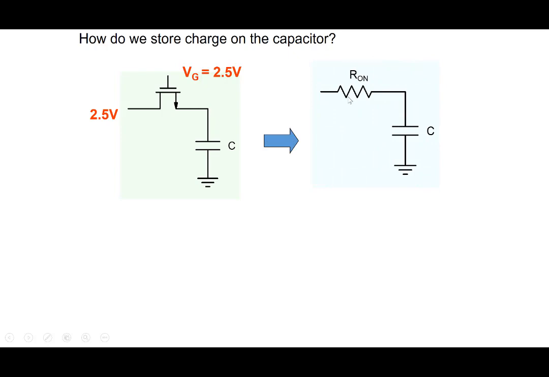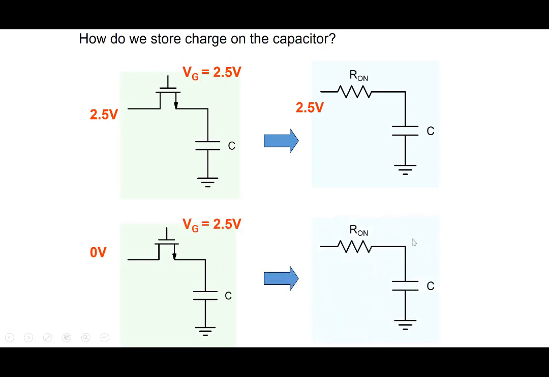So the MOSFET acts like a resistance, and if I give it sufficient time, the 2.5 volts will charge the capacitor here, and I will get 2.5 volts here. On the other hand, if I apply 0 here, no matter what was stored on the capacitor before, if there was 0 earlier, then nothing will happen. 0 will go through here. If 5 volts or 2.5 volts was stored here, the capacitor would discharge, and eventually 0 volts would be stored here.